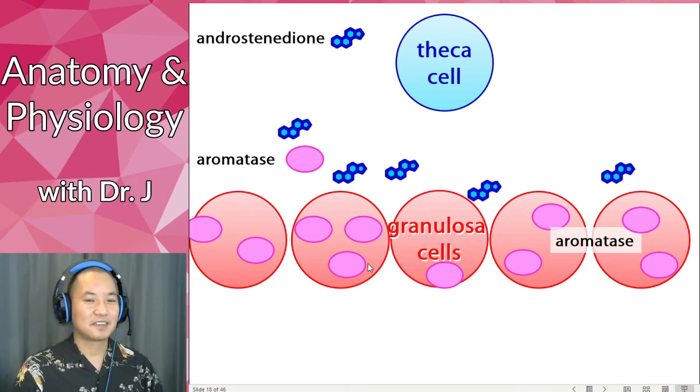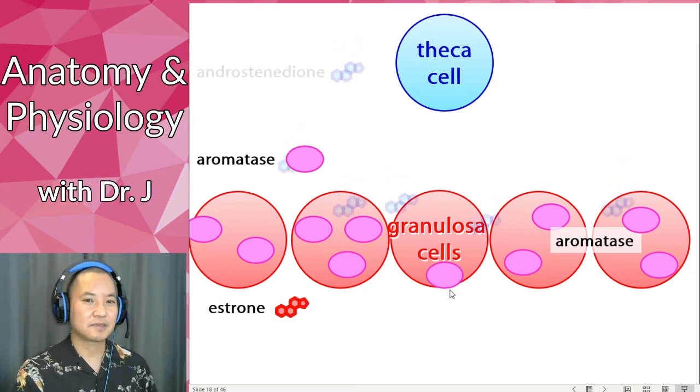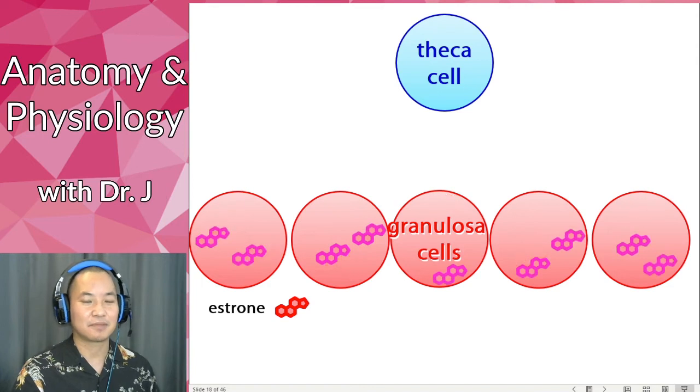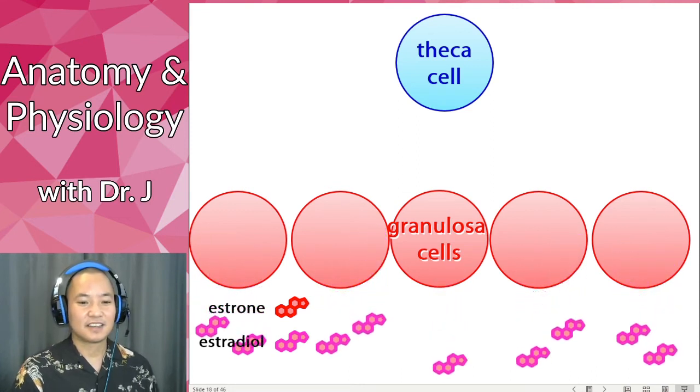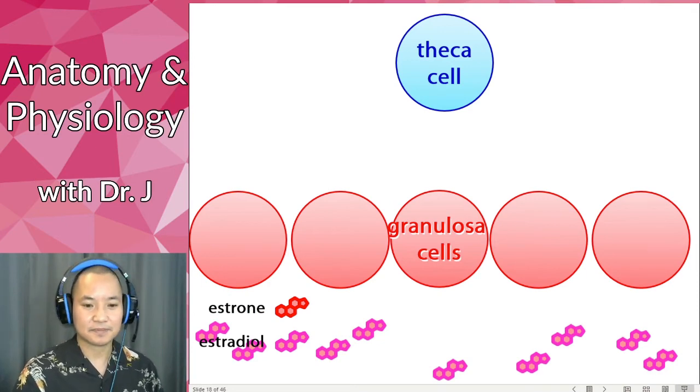Aromatase in general converts androgens to estrogens. So aromatase in these granulosa cells takes all this androstenedione from the theca cells and converts it to estrone. Estrone is an estrogen. It's not the primary estrogen in the body, but your granulosa cells have other enzymes that can convert estrone into estradiol. Estradiol is the primary estrogen in the human body, and it can be secreted and released into the surrounding tissues. So granulosa cells are a very important part of making estrogen in the body.